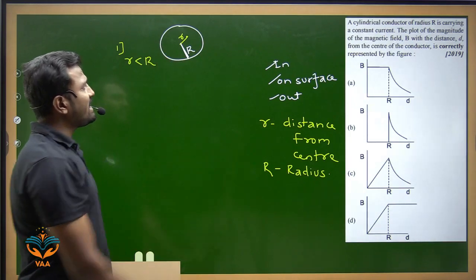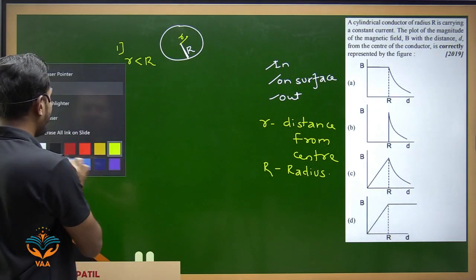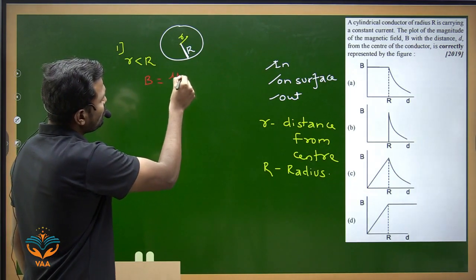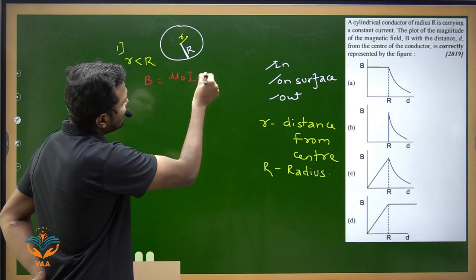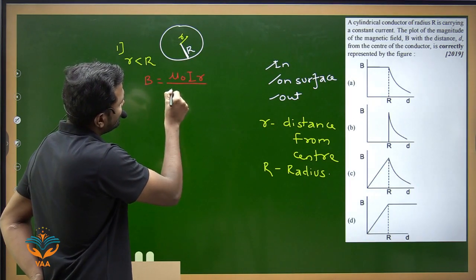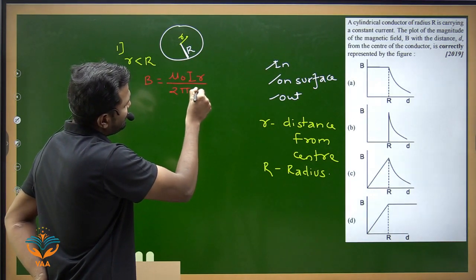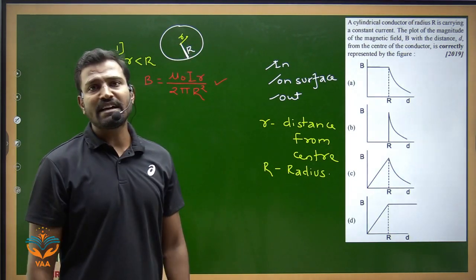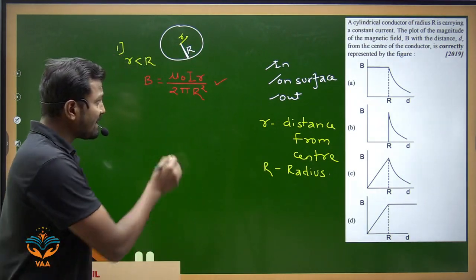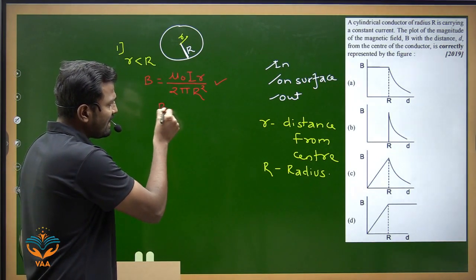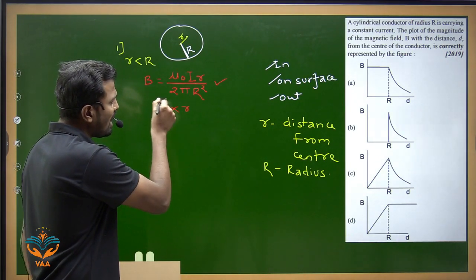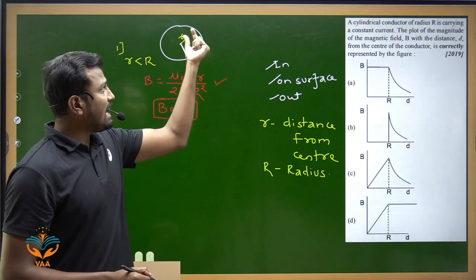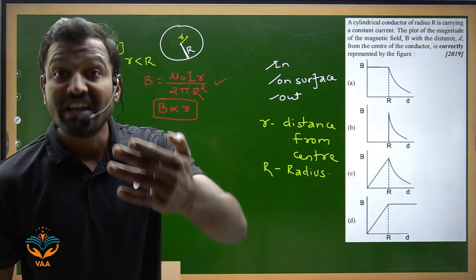If it is inside, the magnetic field in this case B is given as B is equal to mu naught I r, where r is the distance, divided by 2 pi capital R square. So this is the magnetic field inside the concerned wire. So simply I can write that the magnetic field is directly proportional to r. Concentrate. As this distance r increases, the value of the magnetic field will go on increasing.